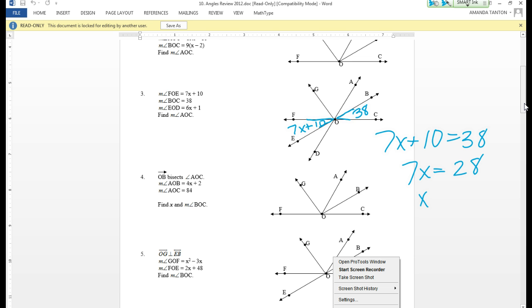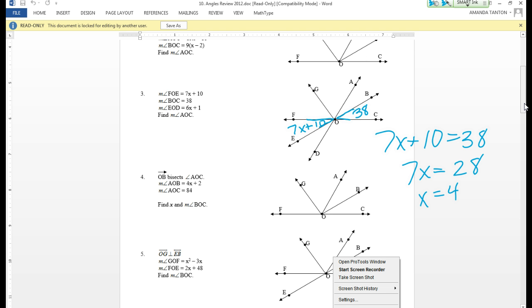Number 3. 7x plus 10. BOC is 38. Well, I know I can stop right there and set those equal, right? Because they're vertical angles. So I'm actually going to stop. I don't want to add more information than I need. I'm going to stop right there and set them equal, because vertical angles are congruent all the time, every time. So subtract 10. 7x equals 28. Oh, that's nice. 28 is divisible by 7. So x is 4. But it wasn't asking for x.